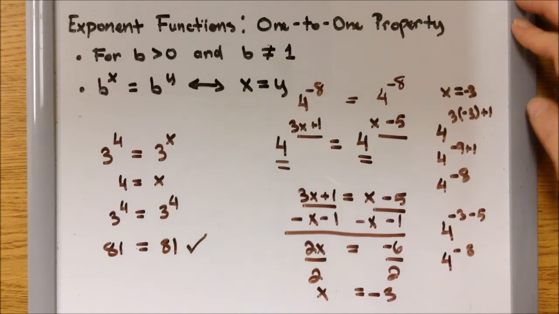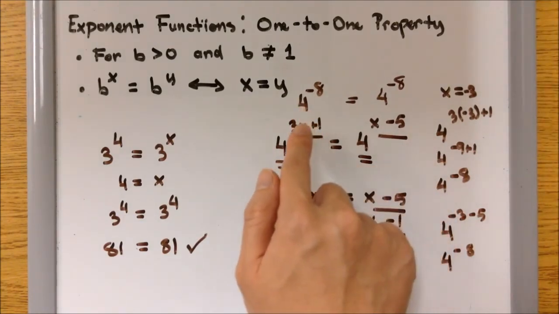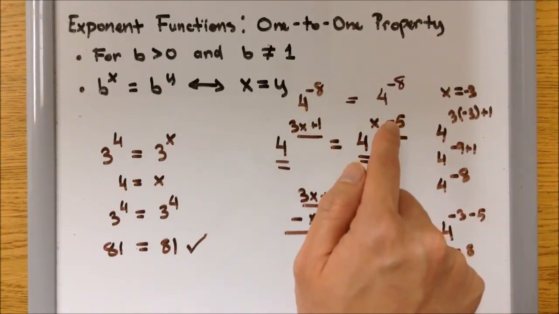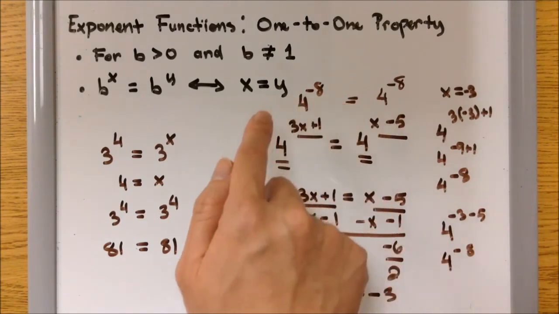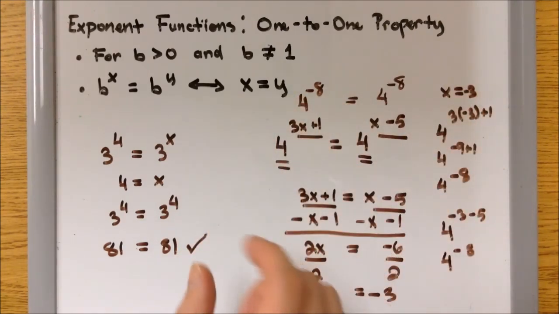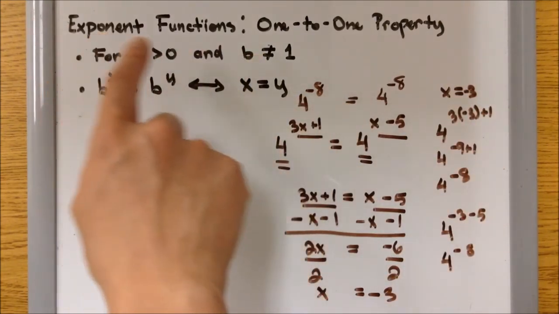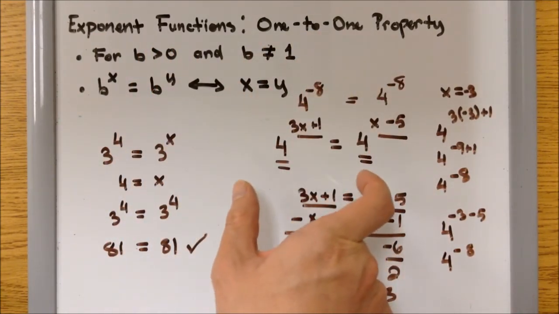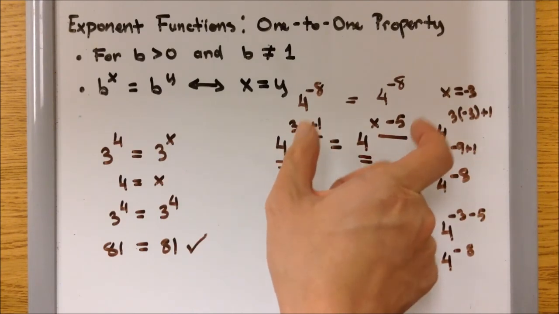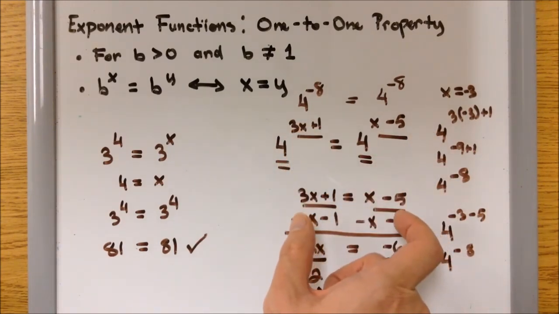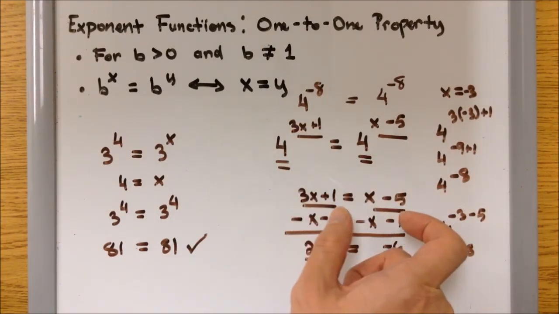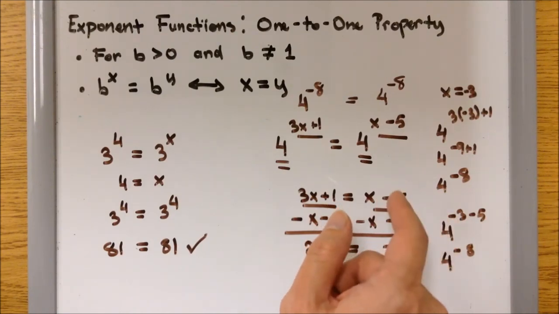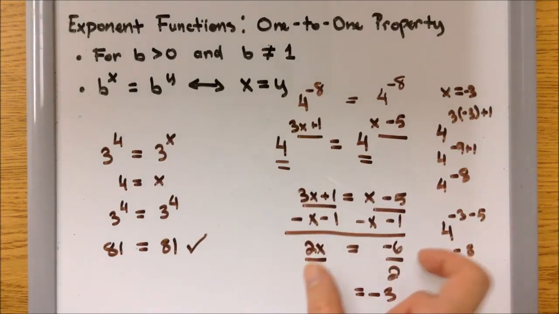We see that the left side is equal to the right side, or vice versa, the right side is equal to the left side. So it's true. So this is how we apply the exponential function one-to-one property. We set the bases equal to each other and therefore solve the exponents by setting the left exponent equal to the right exponent, or the right exponent equal to the left exponent, and then solve for the variable.